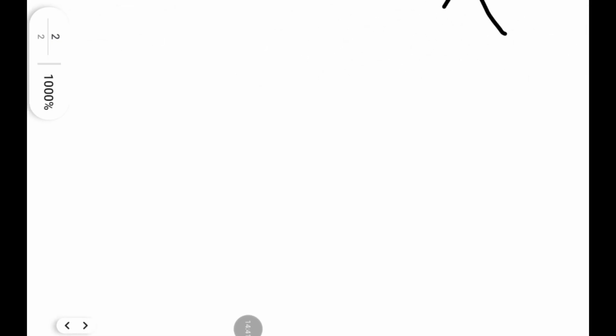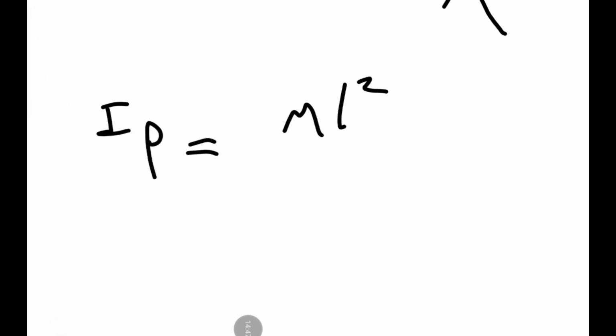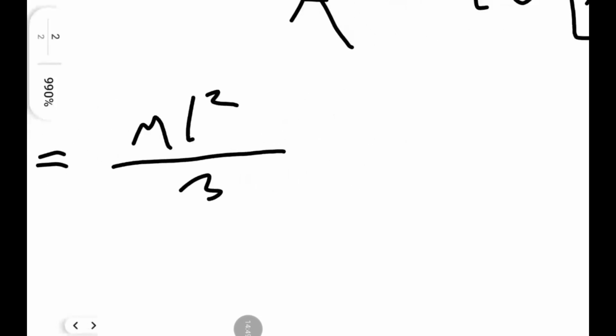Okay, so for the pivot, let's write this down. The moment of inertia about the pivot is equal to ml squared over 3. And the next part is the torque.